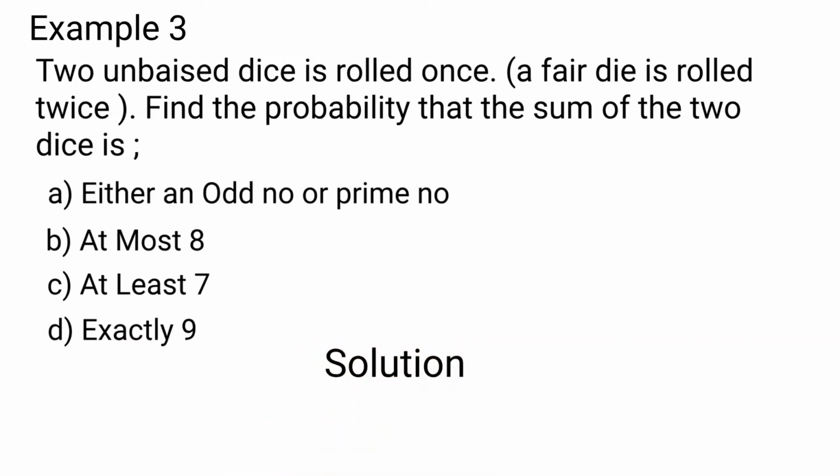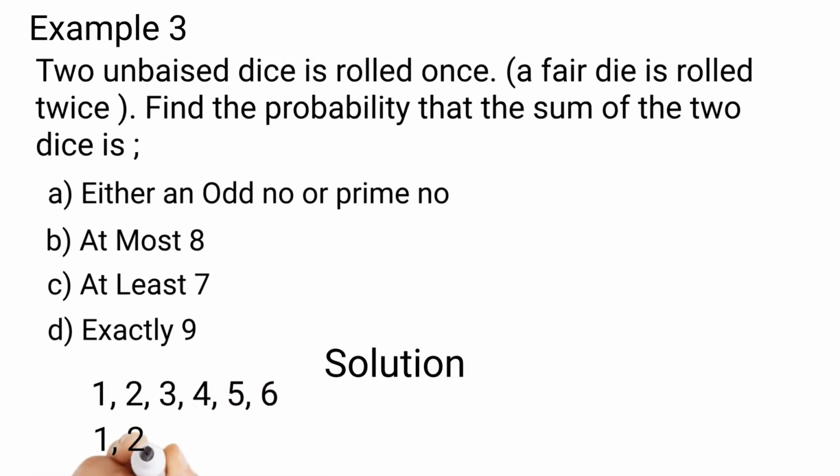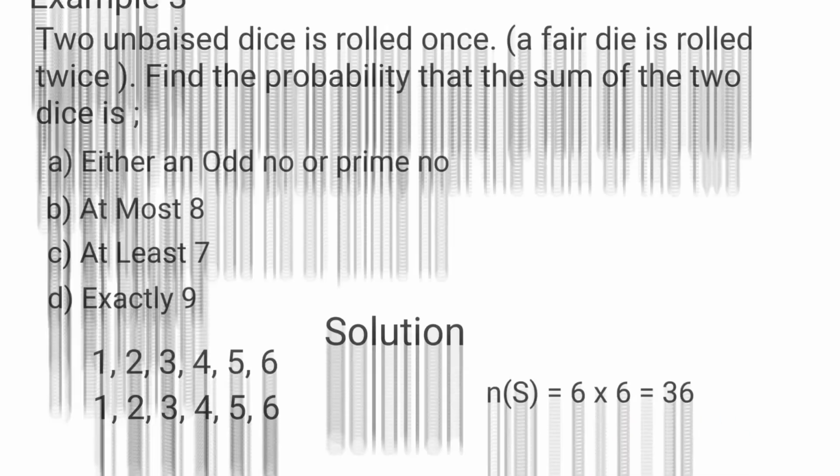Solution. Since we have two dice, we'll list out the two dice. 1 to 6, right? The first die, and then 1 to 6 for the second die. In this case, our sample space will be 6 times 6, which is 36. Okay?